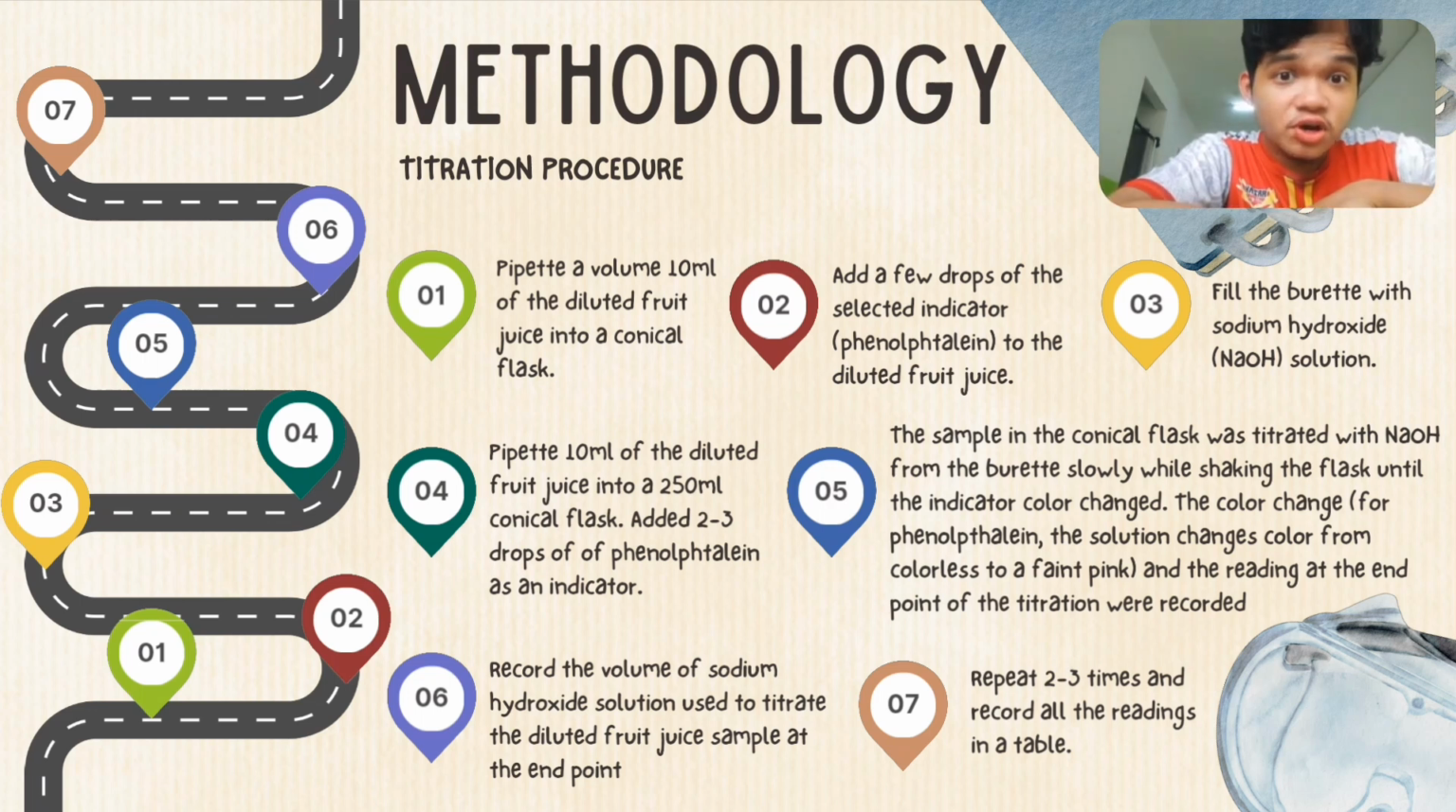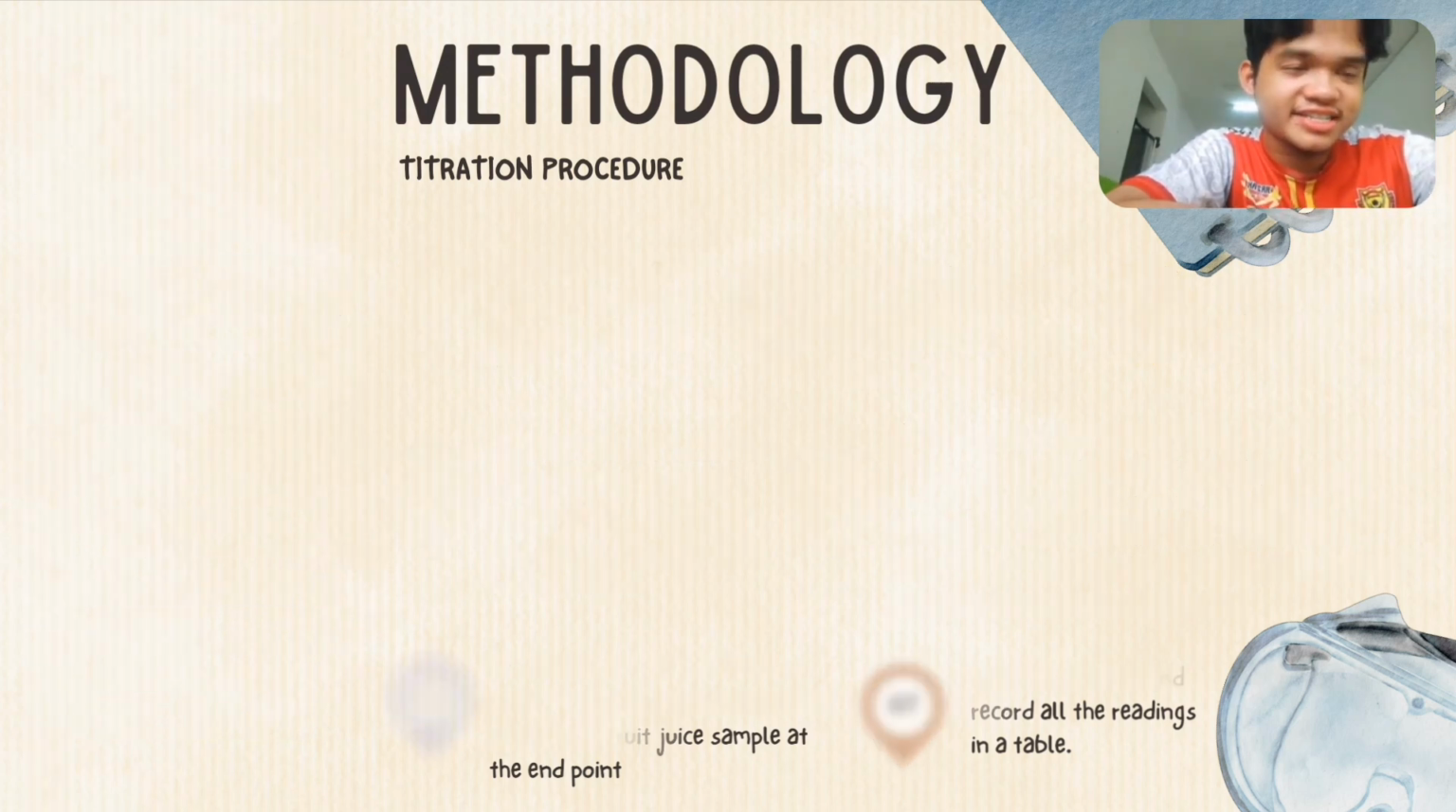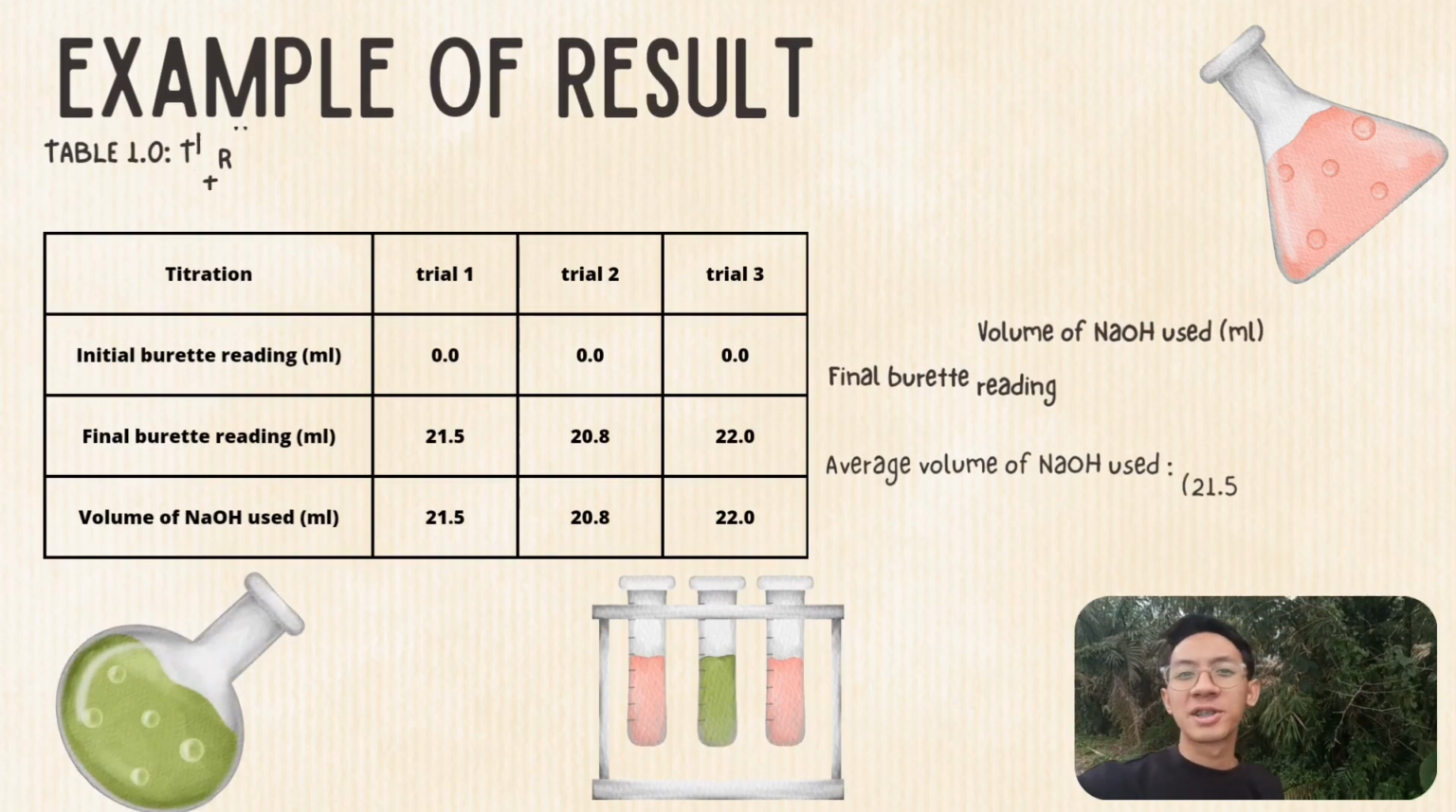Next, I record the volume of sodium hydroxide solution used to titrate the diluted fruit juice sample at the endpoint. And then, the last step is you just repeat 2 or 3 times and record the readings in a table. That's it.